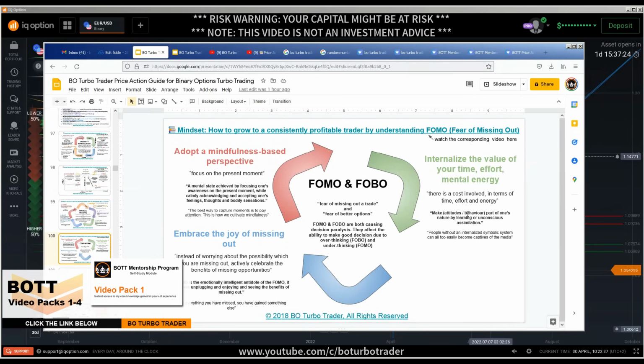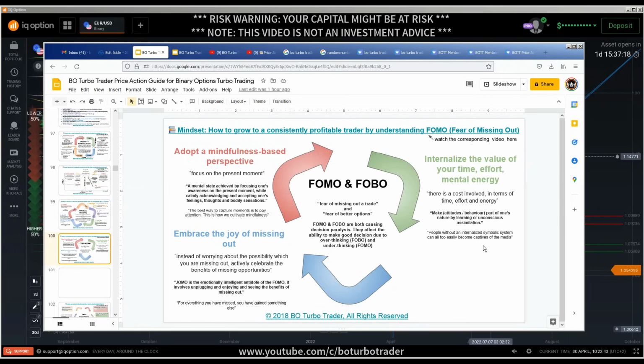So people without an internalized symbolic system, that means people without values, can all too easily become captives of the media. That means they get influenced by others, and this will also affect your trades. Yes, because those who have FOMO think that the grass on the other side of the fence is greener than on your side. But this is not the truth. You have to have the values for yourself, and then you can stand it. Then you are able to withstand the FOMO because you are then relaxed.